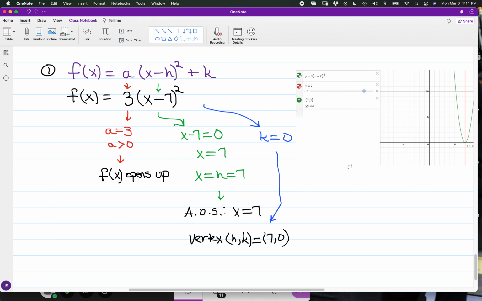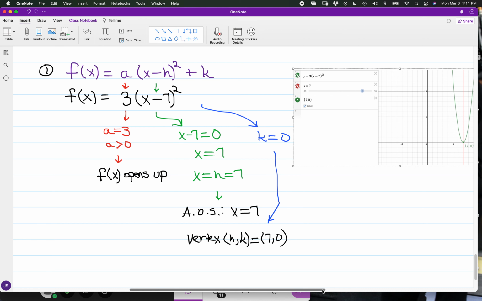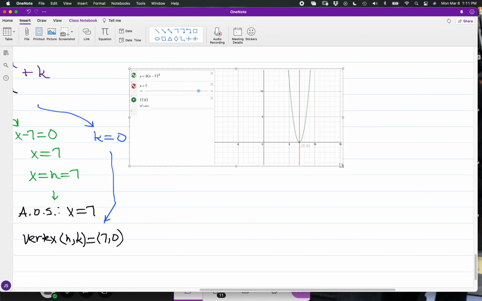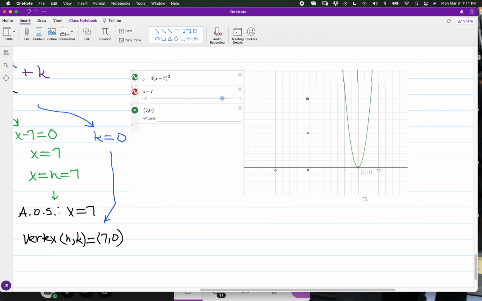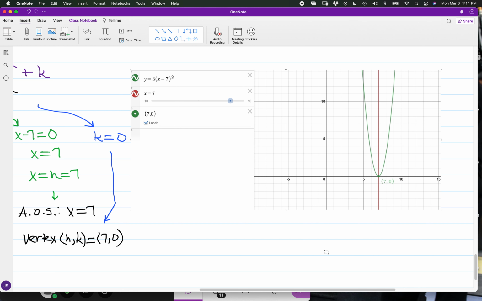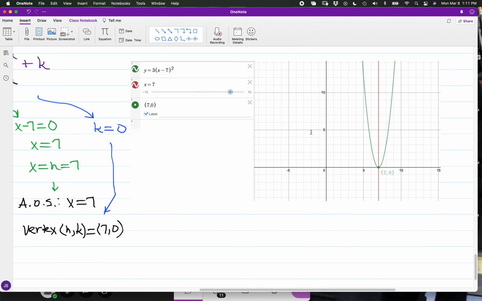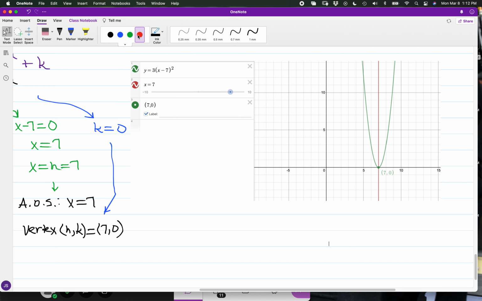So you have just the visual layout on this one. Okay, so if you notice in the graph case, you have y is equal to 3 times the square of x minus 7. And again, we have the axis of symmetry. Okay, so you have x is equal to 7. And again, we have the parabola opening upward.